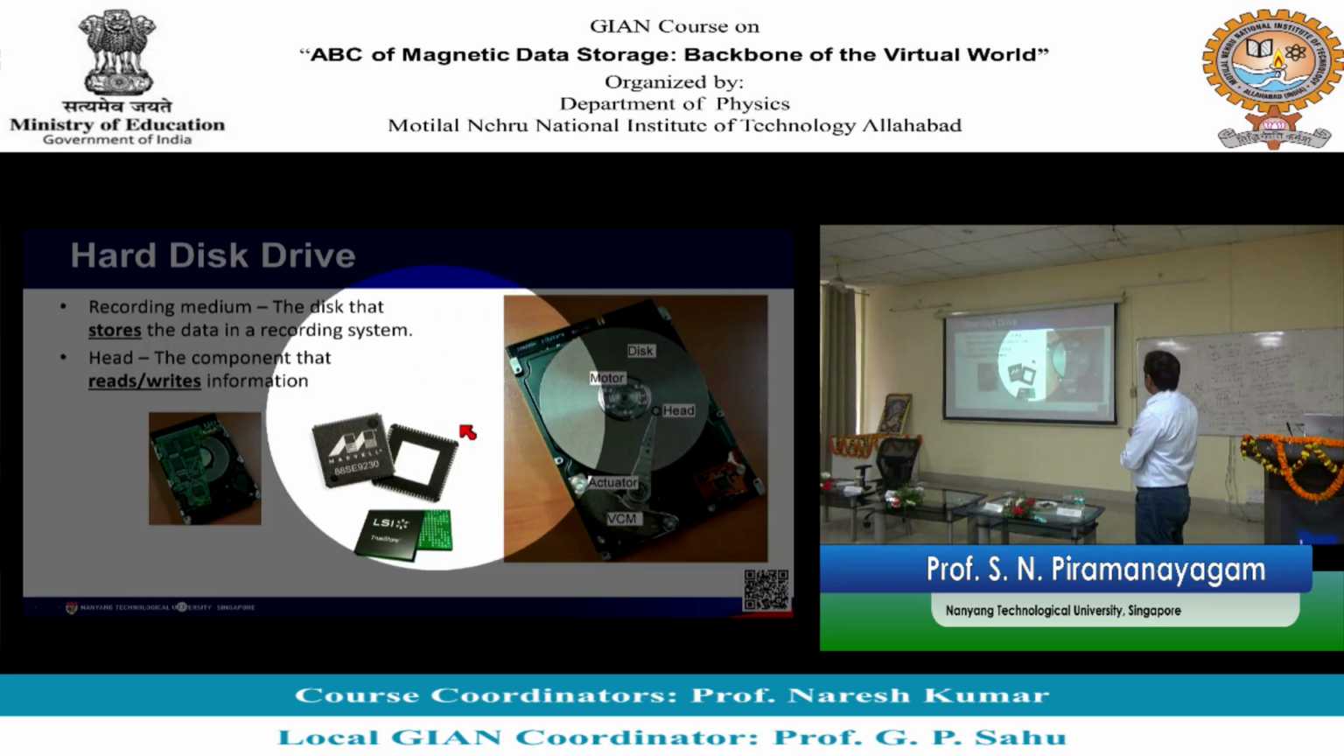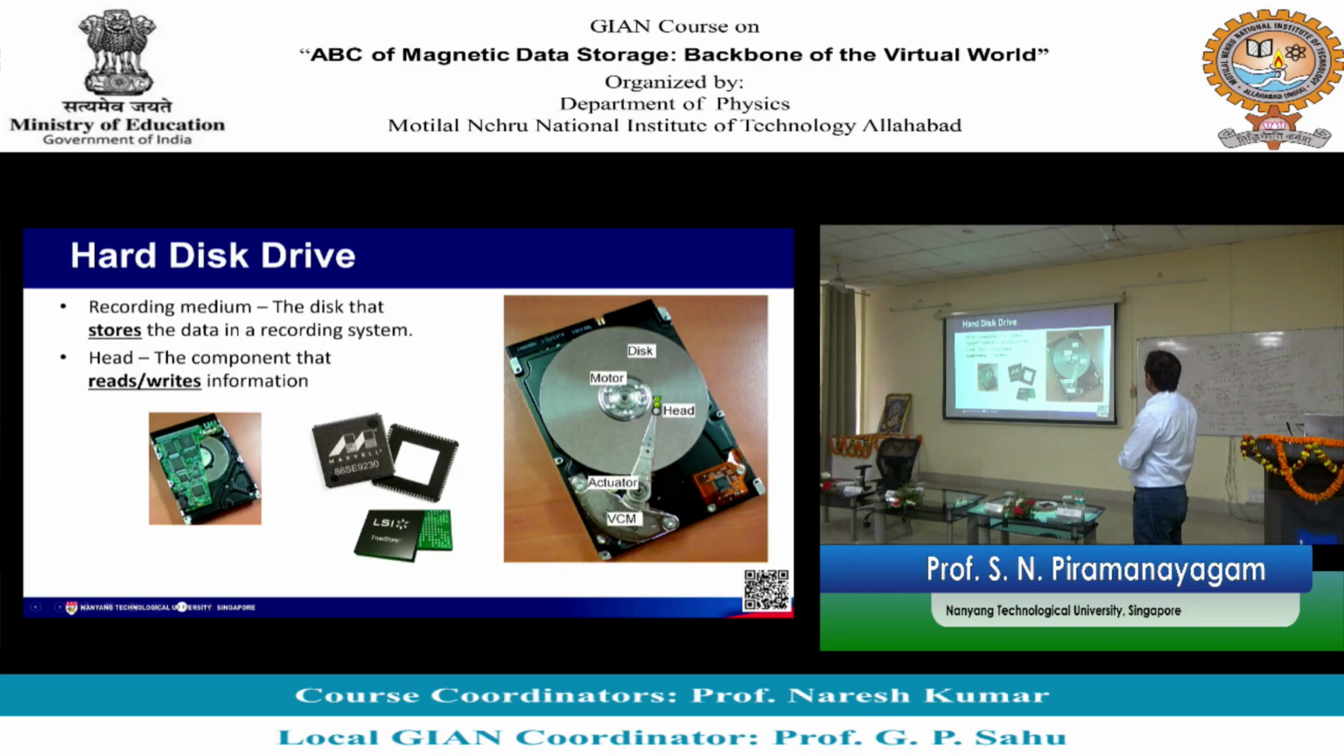Then this small thing that you see here, this is the head. It's called head. So it helps to read and write information. Okay, so you use the electromagnetic head, which is hidden here. So that will help to write information. And there's a magnetoresistive sensor again in the same head that helps to read information. So this head is the one that helps to read and write information.